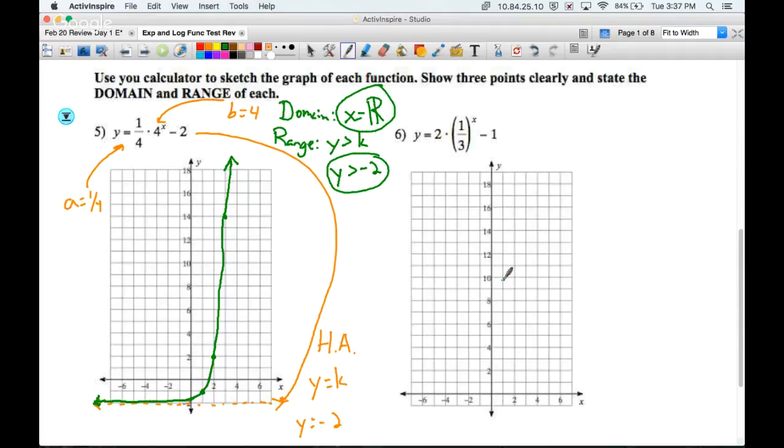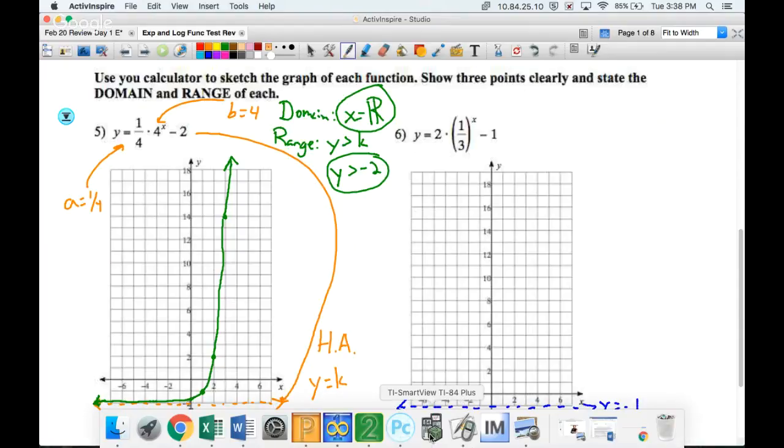Let's try graphing number 6. We'll use the calculator to help us. Still, I'll fill in my horizontal asymptote because it's easy to do. I can see it's at -1. Just add in a dotted line at -1. We don't need a calculator to tell us that. So that's the line y equals -1.